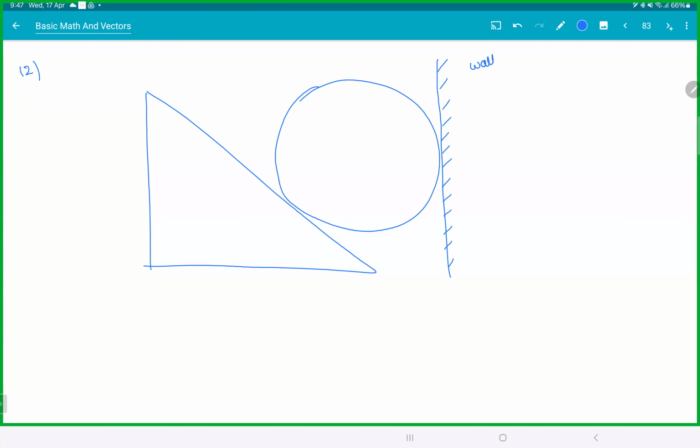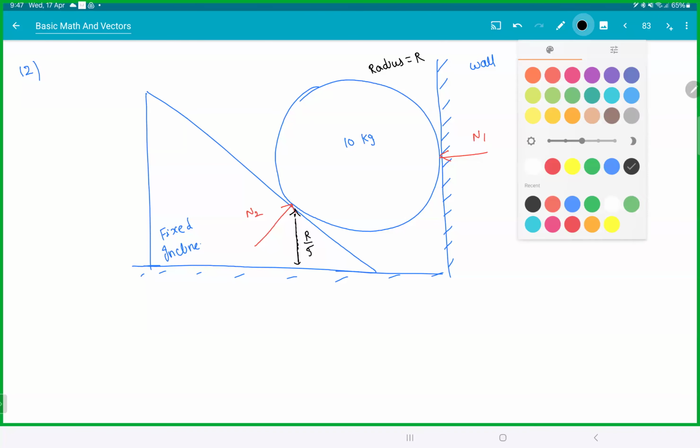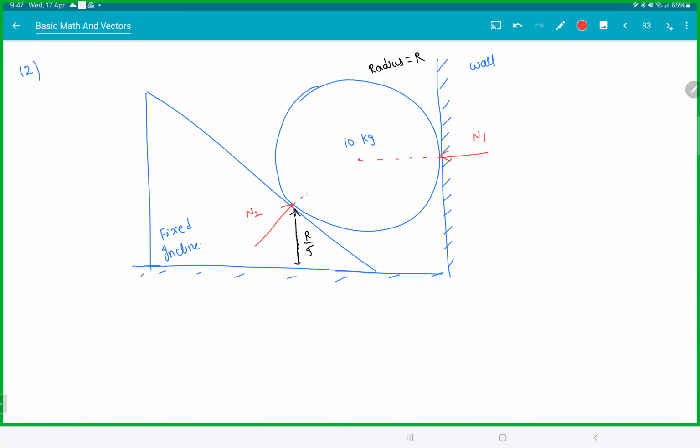So this is the wall. This is the fixed incline. Okay. And let's say this is some 10 kg. So if you see the forces here, this guy is pushing this way, N1. This guy is pushing this way, N2. And this height here is r by 5, and the radius of the sphere is r. So basically, if you look at the forces now, they'll always pass through the center. And this weight is 100 newtons.